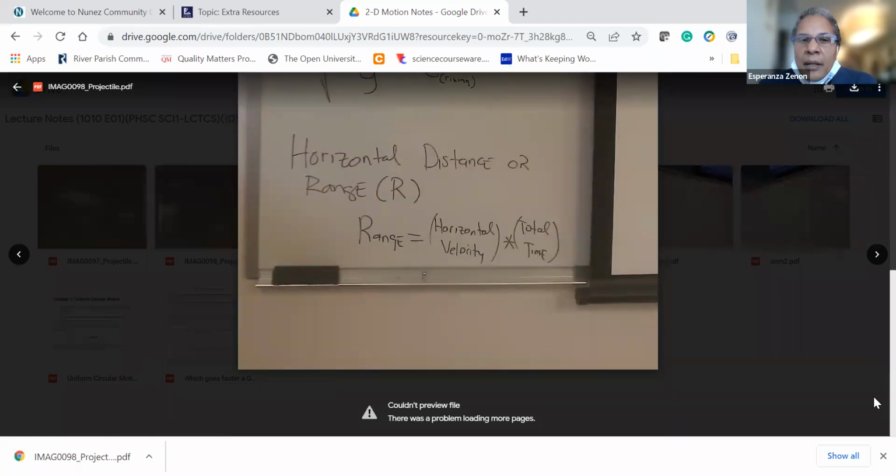Okay, the range for a projectile, you take that horizontal velocity, which is fixed, and you multiply it times the total time. Please do not mix up the formulas for a projectile with the formulas for circular motion. There are two different types of 2D motion. So that's a very basic calculation for the range, because if you think about it, distance equals speed times time. Okay, and that's all we're doing. We're using that relationship.